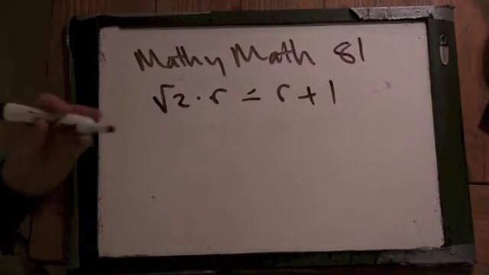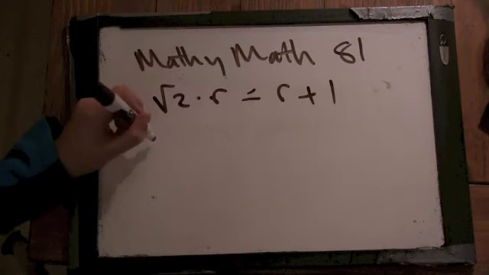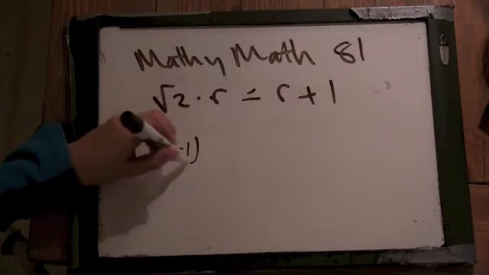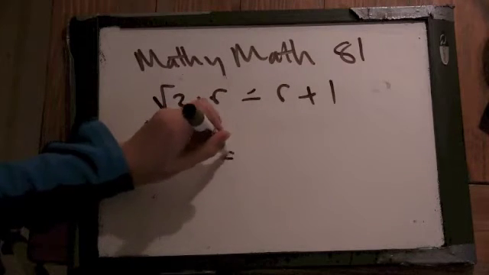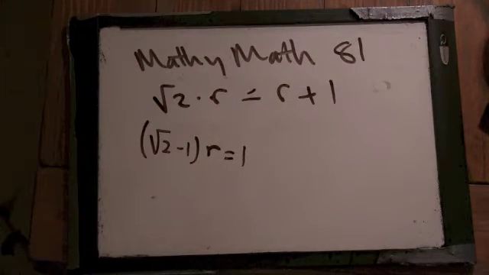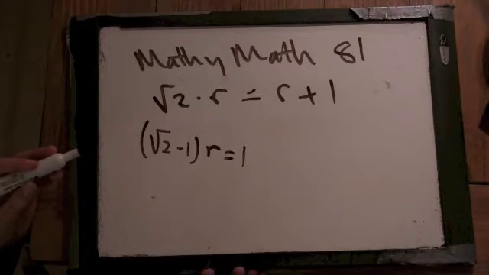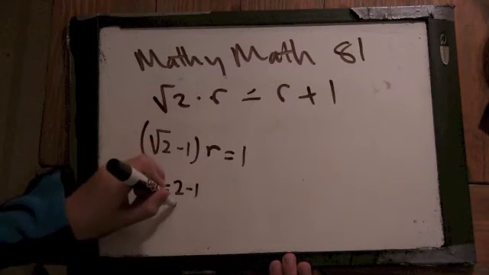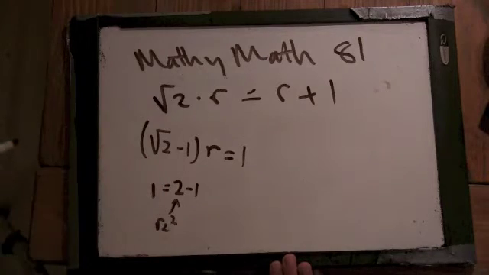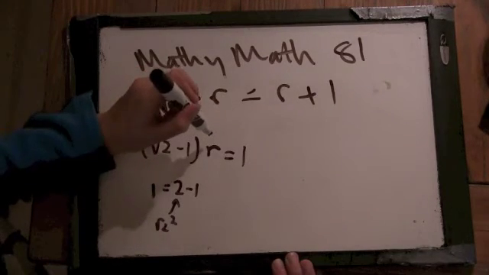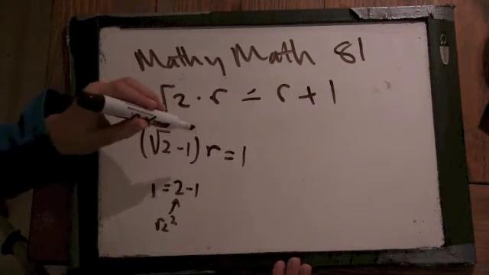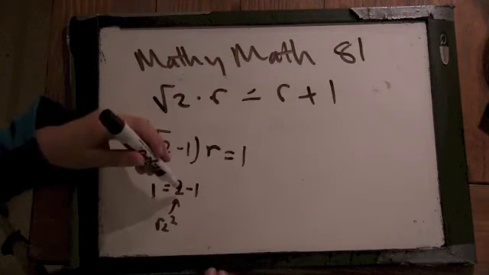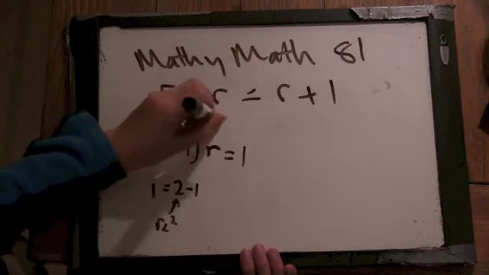Well, you could say that root 2 minus 1 times r equaled 1. Okay. So, well, I also can see from here that 1 is 2 minus 1. 2 is root 2 squared. So that can say that r could be root 2 plus 1 here. Oh, interesting. Okay, write that out.